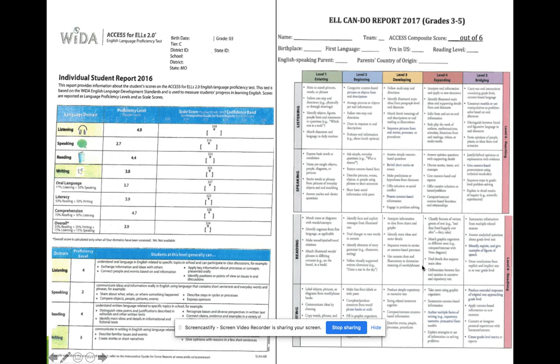So reading 4.4, that means they're really here with aspects of this. And then for writing, a 3.8, they're mostly a 4, but with a few things here. So that's what she was talking about. If they're at a 3, this is where we want to try to move them. So use what they do know to get them over here.